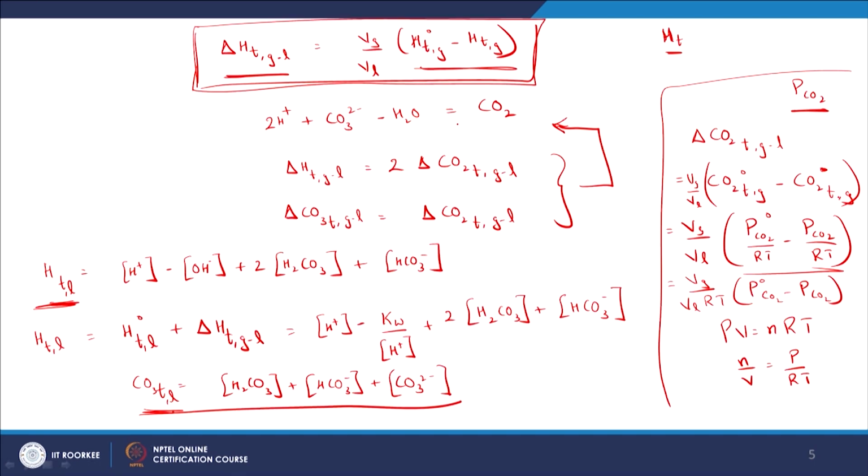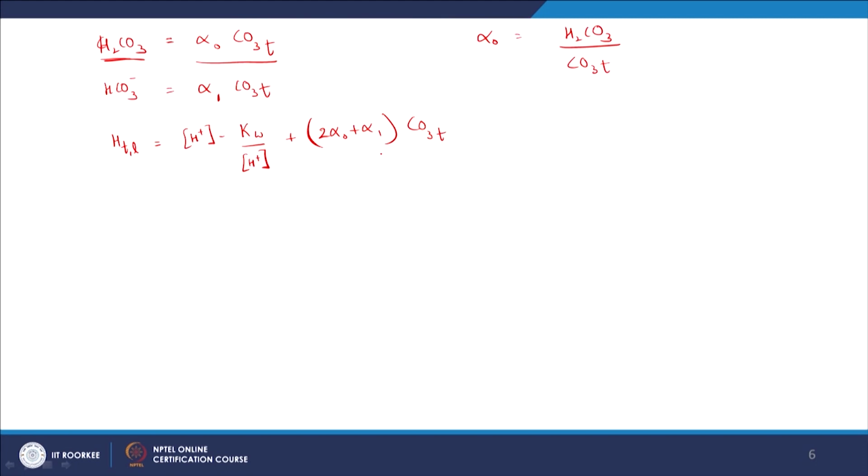Is that true here? And where do we have that, please? 2 times alpha naught plus alpha 1 into CO3 total. But here the key is that we can never depend upon CO3 total in the liquid phase. Why is that? That can change whenever there is transformation of carbon dioxide from the gaseous to the aqueous phase. So here we are going to look at variables, or how to connect the dots between CO3 total and the partial pressure of carbon dioxide. Let us look at that now.